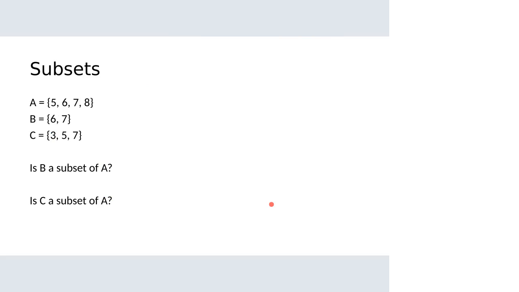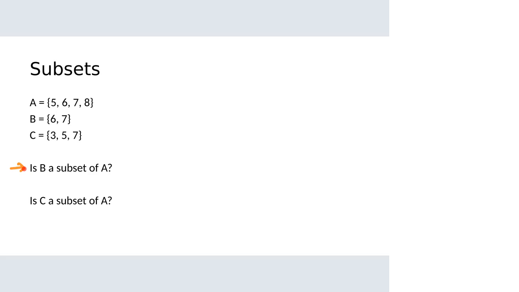Continuing our discussion of subsets, now we're going to use capital letters to name sets. So I have set A here is 5, 6, 7, 8. Set B is 6, 7. Set C is 3, 5, 7. What this does for me, or you, is it allows you to write down a set without having to list all the elements every time. For example, we can ask the question, is B a subset of A, without having to write all those elements down every single time?